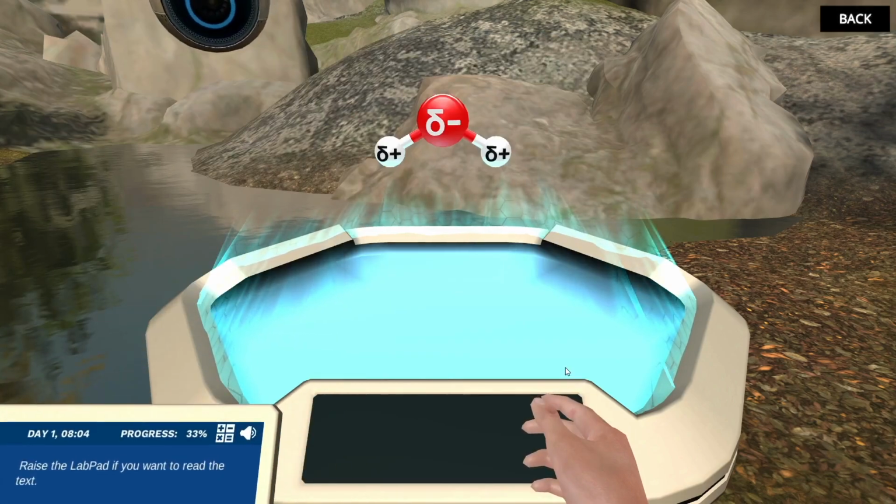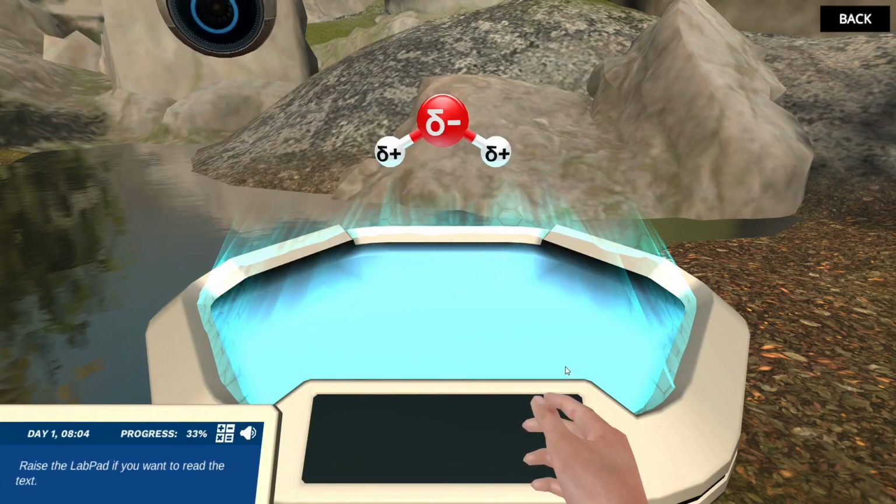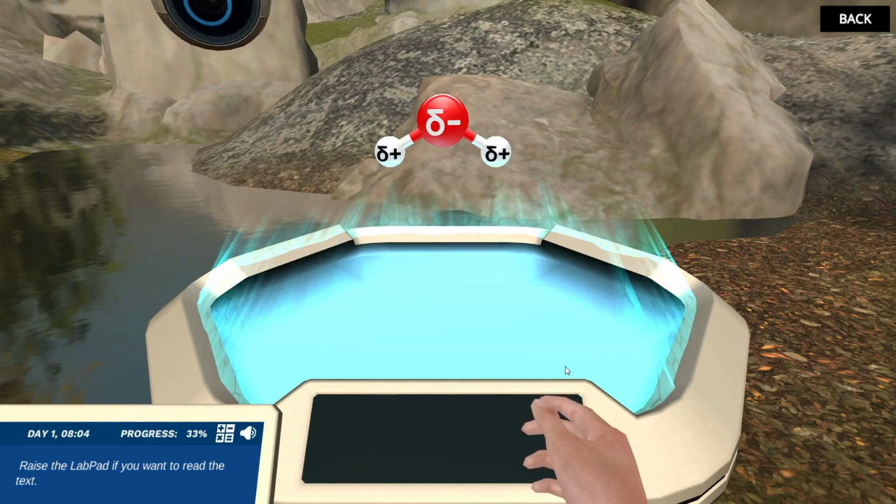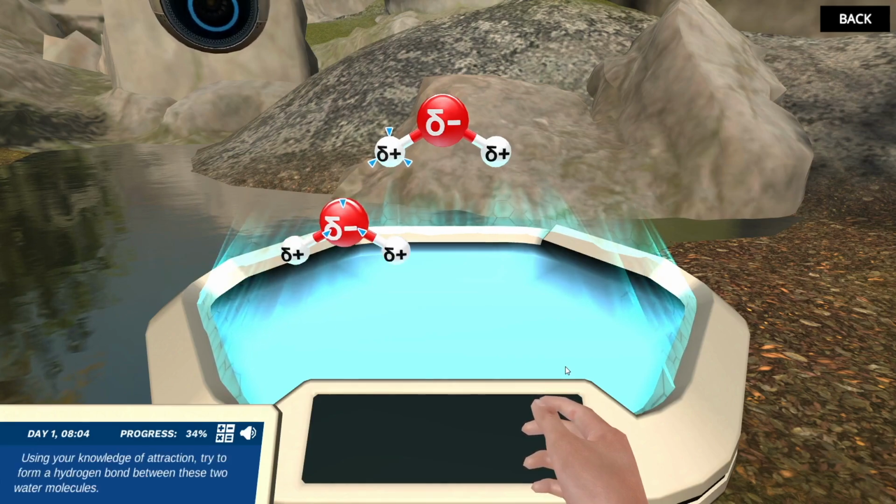A single water molecule isn't going to do anything on its own. When you have lots of water molecules, the slightly negative oxygen atom becomes attracted to the partially positive hydrogen atoms on the other molecules. This attraction is known as hydrogen bonding and is responsible for lots of the physical properties of water. Using your knowledge of attraction, try to form a hydrogen bond between these 2 water molecules.